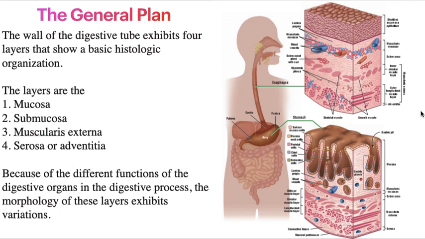As you can see on the right side, this is the picture from DeFiore's, and this shows the basic four layers, similar in the esophagus and in the stomach, but because of their function, variation exists.